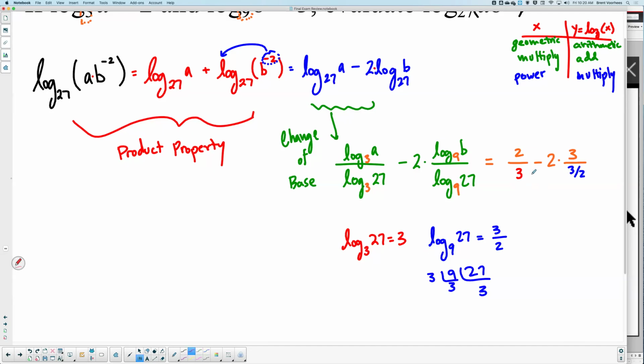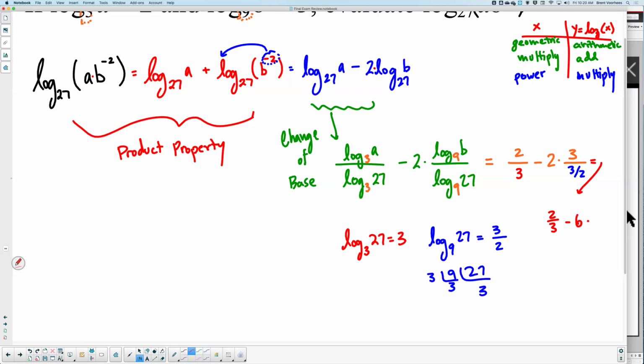All right, 2/3 minus 2 times 3. Yeah, so it's going to be, goodness, I'm running out of space here. I don't know if I can sneak that in. This will equal, here, I'm just going to write it right there. 2/3 minus 2 times 3 is 6.